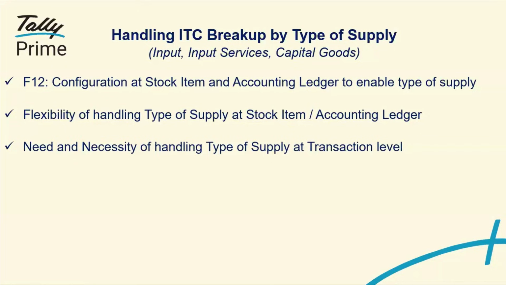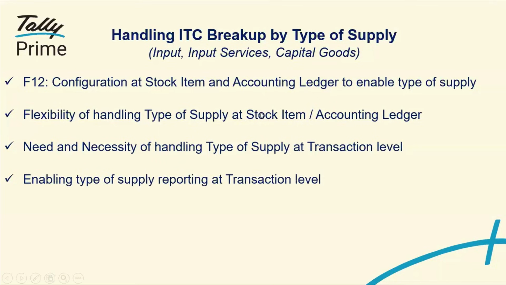Coming back to the type of supply, as I said, it is configured in the stock item as well as in the ledgers. If you do not find that option, go to the F12 configuration, find it and set it as yes. Then that question will come in your ledger creation screen or stock item screen. You can pick out whether it is goods, services or capital goods. Enabling type of supply reporting at transaction level is also possible.